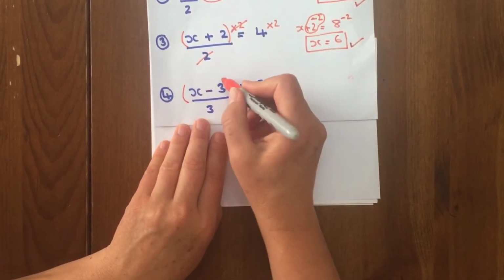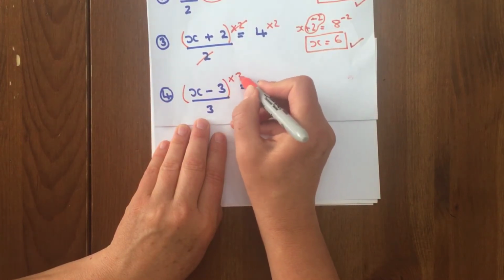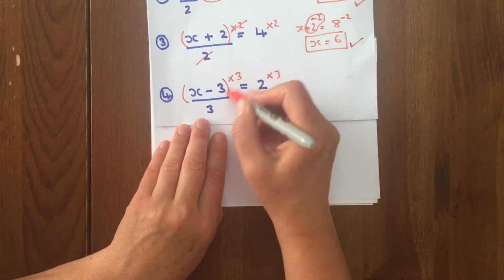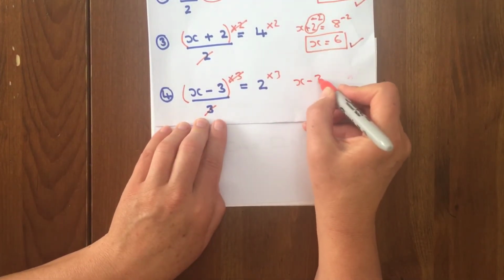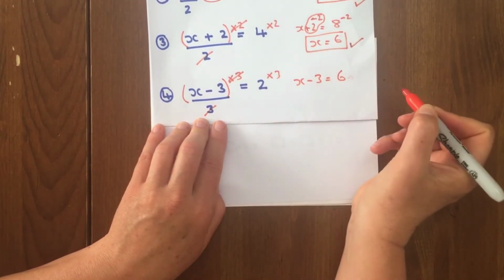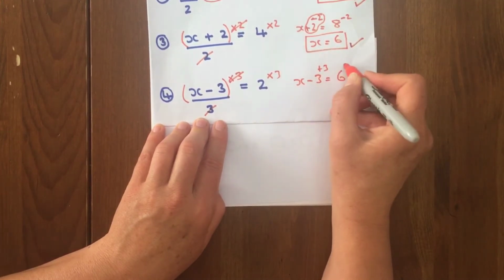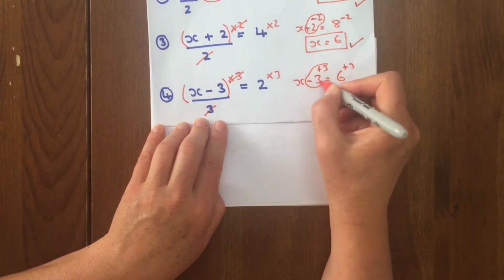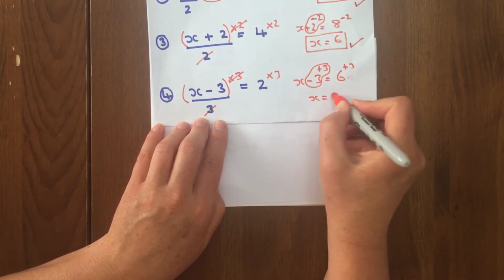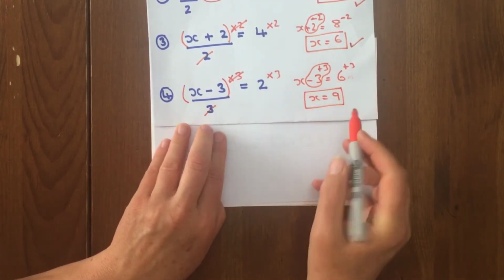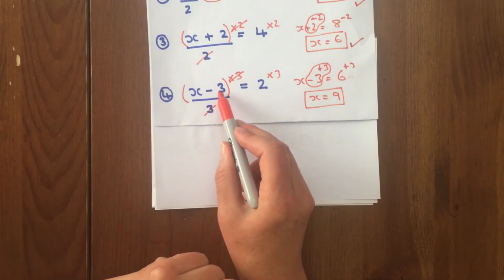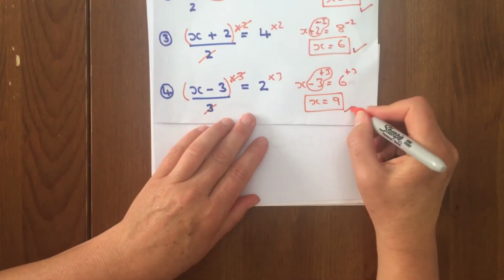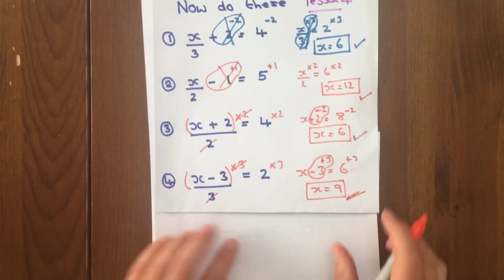Okay, last one. Let's times both sides by 3. Times by 3. This 3 and this 3 will cancel. So I've got x minus 3 on the left hand side, 6 on the right hand side. Add 3 to both sides. That will cancel. So x equals 9. Quickly check. 9 take away 3 is 6. 6 divided by 3 is 2. So it works. Okay. So hopefully you've now corrected those.